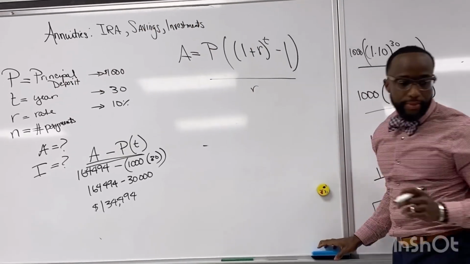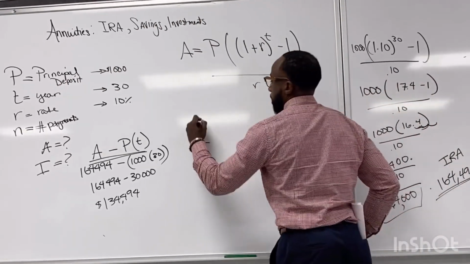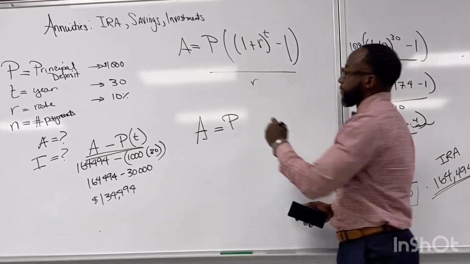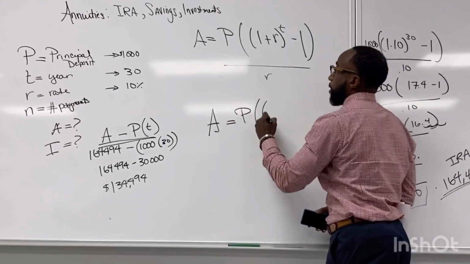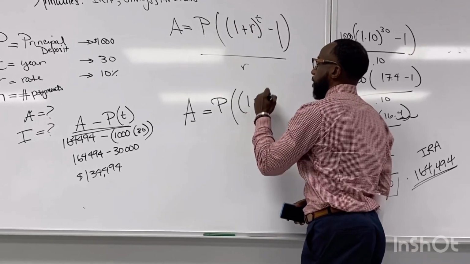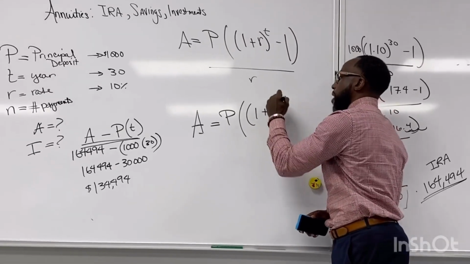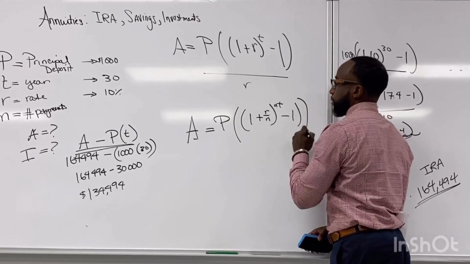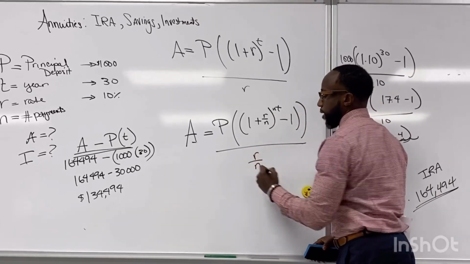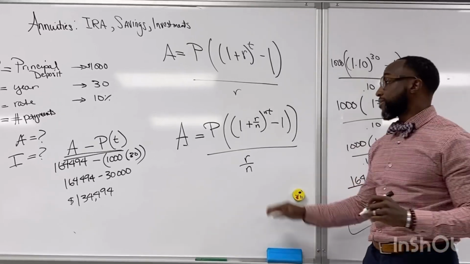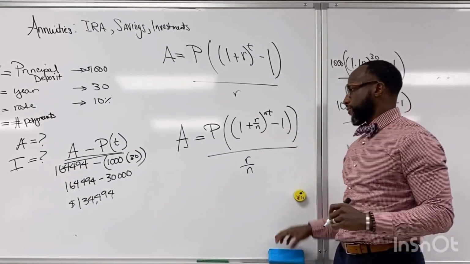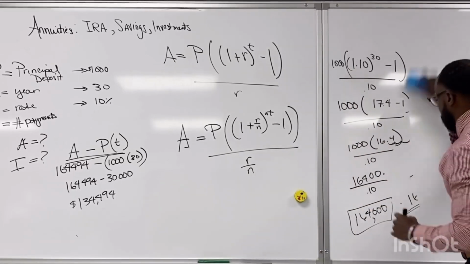So for multiple payments a year, you'll use this formula, right? A equals P times the quantity of 1 plus R over N to the NT power, minus 1, all over R over N, okay? That kind of looks familiar like last chapter, right? This part, okay? So, let's set up our scenario.